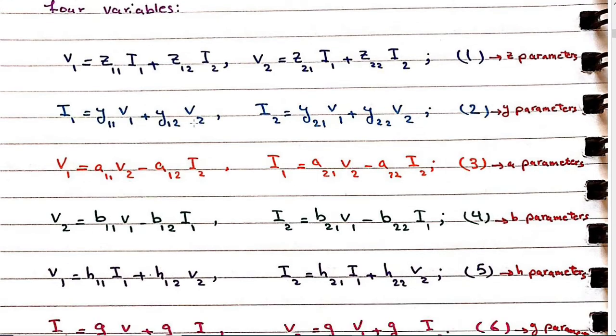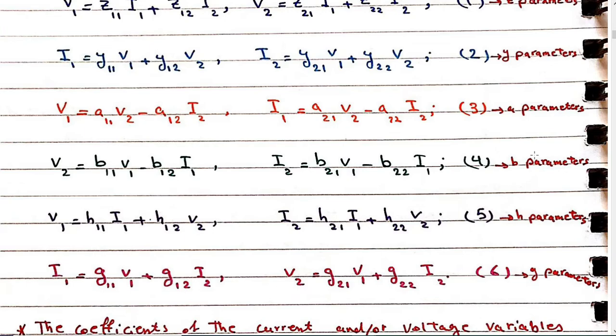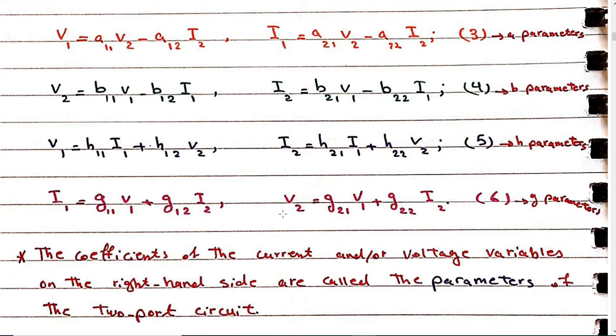And the second line you see another 2 equations. We call them Y parameters. Why Y parameters? Because we use Y to relate currents to voltages. The third line, A parameters, relate V1 to V2 and I2, and I1 to V2 and I2. And then we use B parameters, and after that H parameters, and then G parameters. So there are 6 ways or 6 parameters to relate the voltages and currents from one port to another port.